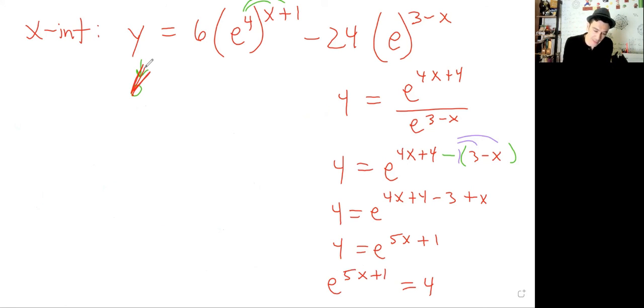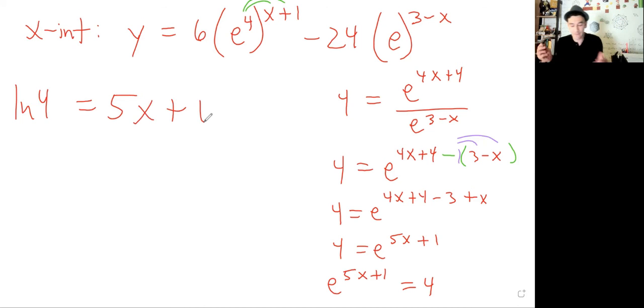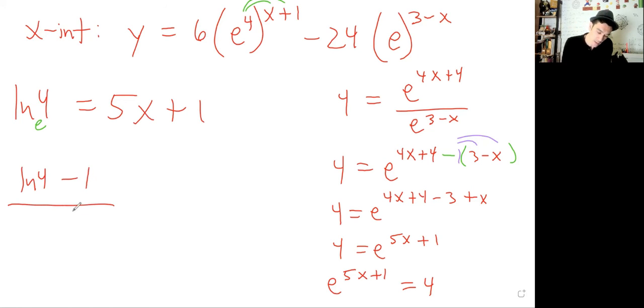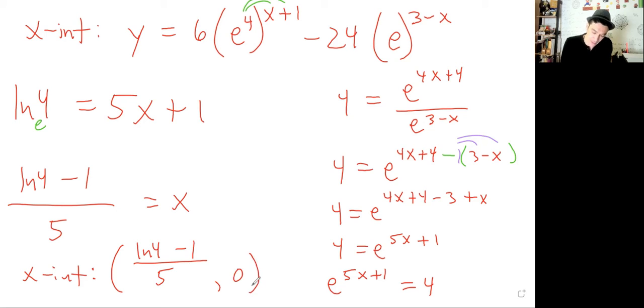So let's see. In logarithmic form, this would go ln 4 equals 5x plus 1, right? Sure, there is an invisible e here that you don't have to write, but it's there. And now finish this problem, folks. Subtract the 1 and then divide by 5. And so it'd be ln 4 minus 1 above 5 equals x. But it is customary to answer as an ordered pair. If they ask for the x-intercept, then you give them the x-coordinate, and then comma 0.